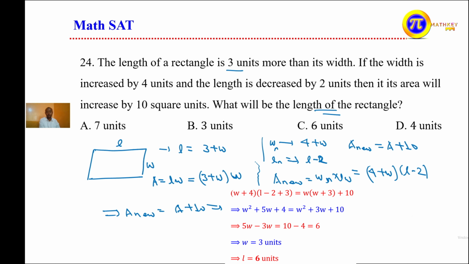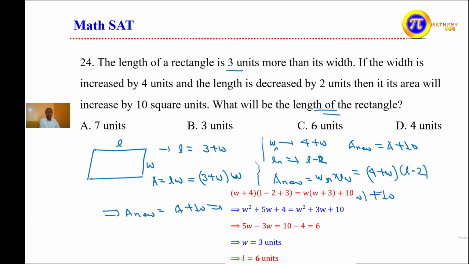So (4 plus W) times (L minus 2). We express L in terms of W, which is W plus 3, so W plus 3 minus 2. This is equal to the area of the old one, which is W times (3 plus W), plus 10.